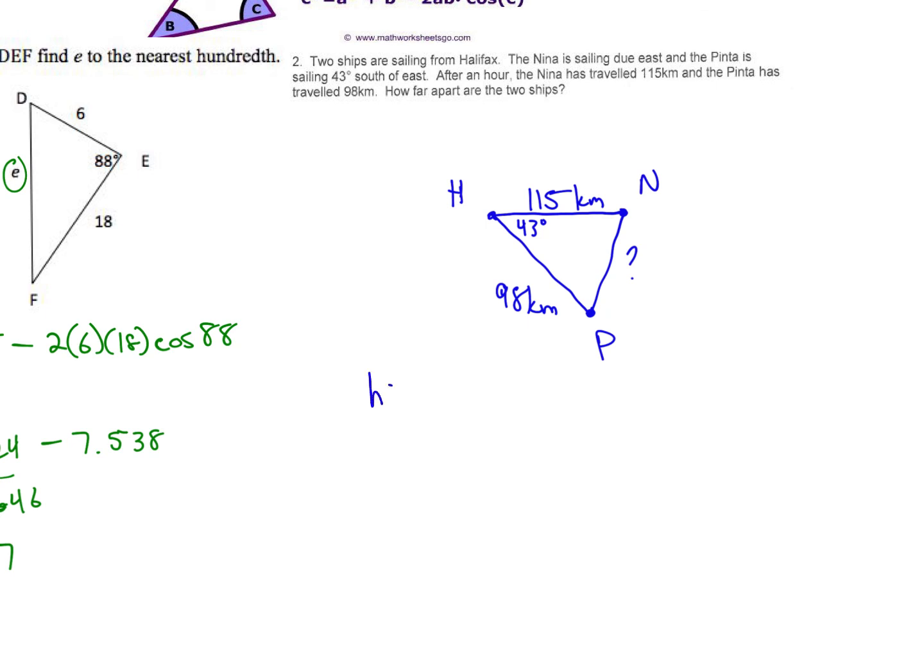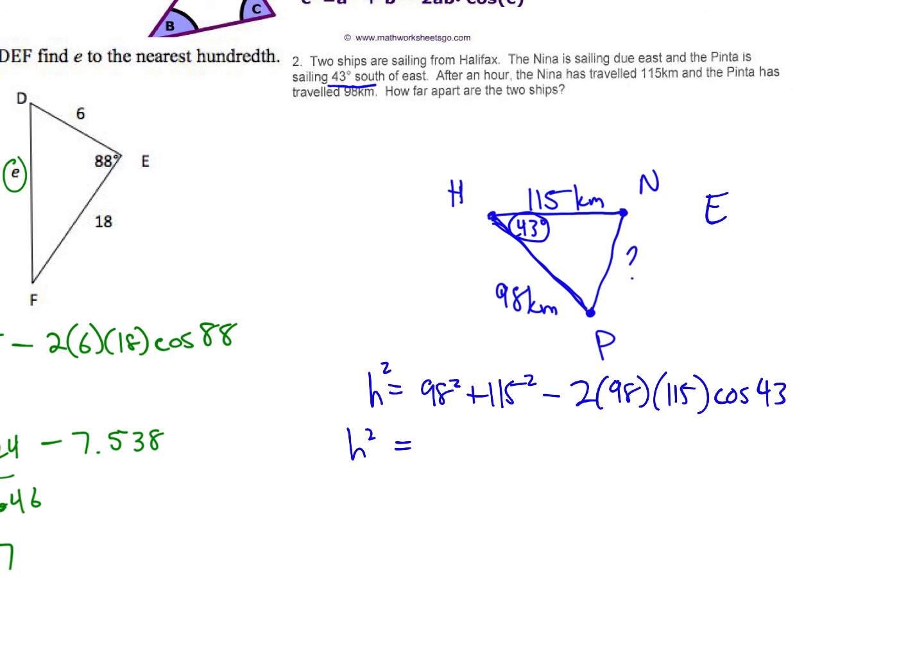Okay, so we will call that little h. So little h squared is going to be equal to 98 squared plus 115 squared minus double 98 and 115 times the cosine of 43. So now that is your setup. And if you're not sure where I got something, if this is due east, 43 degrees south of east is going to be my angle. So due east, then you go 43 degrees south, that's going to be my angle, and that's what set me up here.